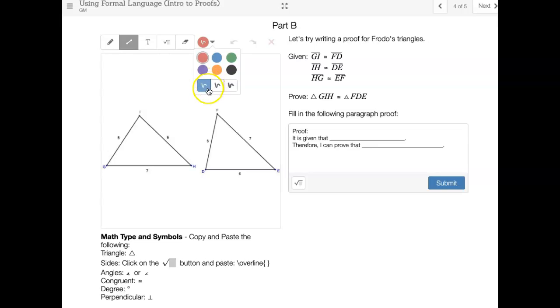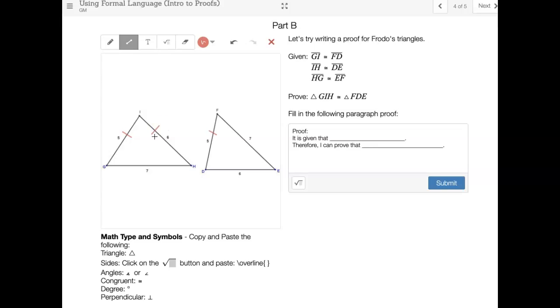So there's that. Oh gosh, excuse me. Okay, so GI is congruent to FD. Again, I'm going to mark that with a tick mark. GI is congruent to FD. IH is congruent to DE. Well, not there.